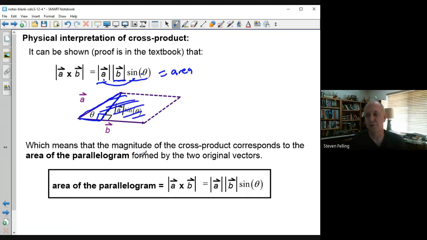So one way to interpret the physical meaning of the cross product, not the cross product itself, but if you take the magnitude of the cross product, that actually can be shown to be equal to the area of the parallelogram formed by the two vectors in three-dimensional space. Okay? And the fact that that's true leads to some other interesting conclusions.